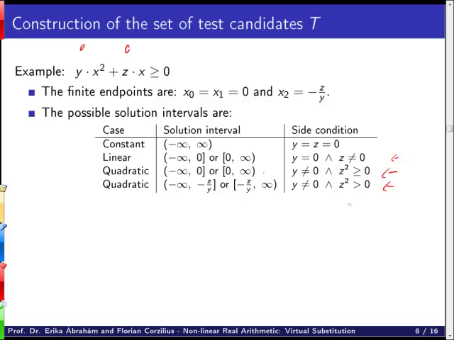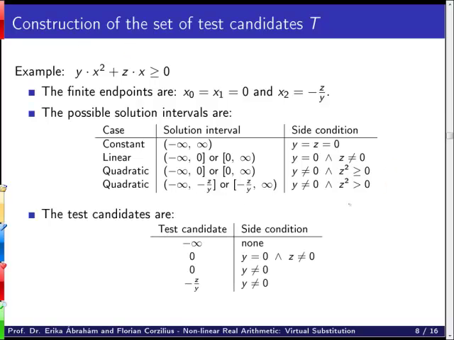Okay. So the set of test candidates is minus infinity, 0, and minus z divided by y. So if you take a look, the left endpoints here are minus infinity, 0, and minus z divided by y. Okay, so indeed these are the left endpoints. It's an over-approximation, of course. Could be that one of these test candidates we find are not left endpoints at all.